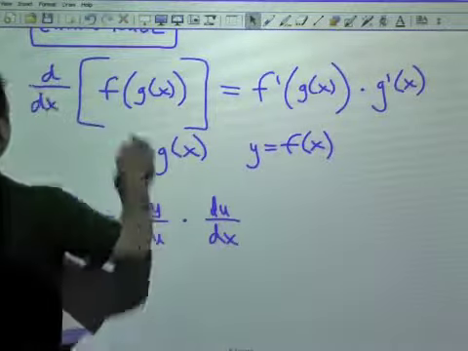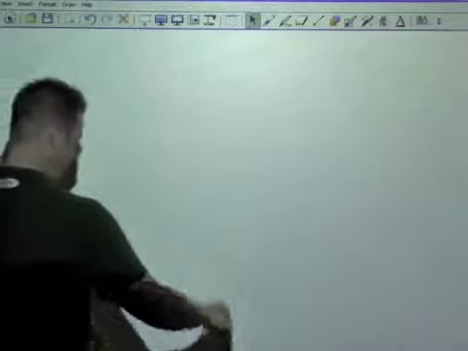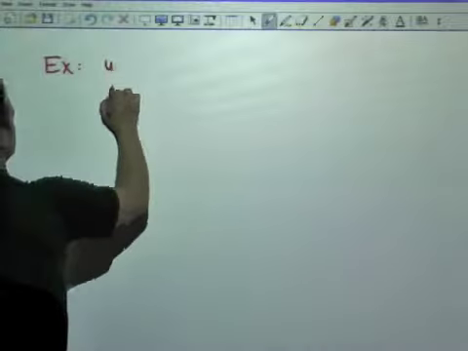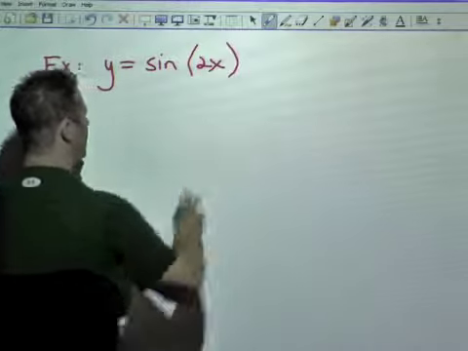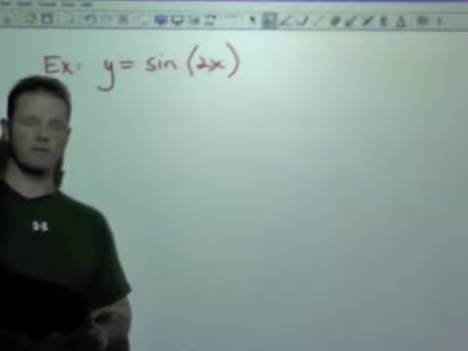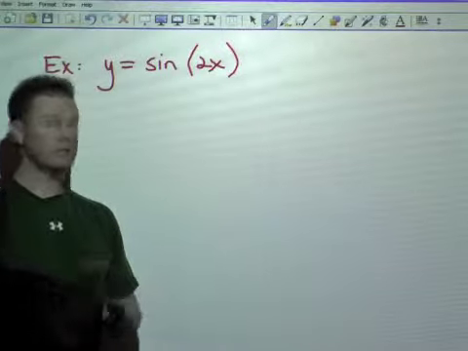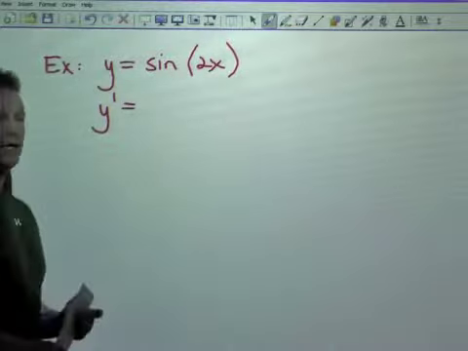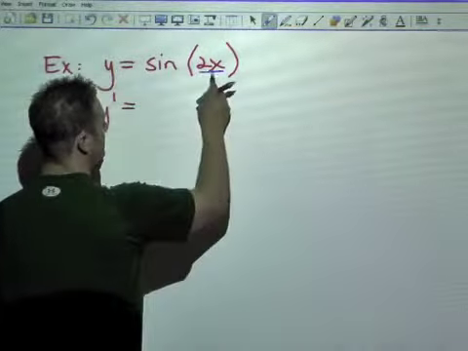So let's go back and do an example. Here's the problem that I started off class with. What's the derivative of sine 2x? And we said that maybe the derivative is just going to be cosine 2x. We have to use the chain rule. Here, the inside function is 2x.